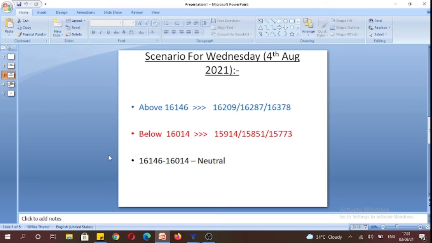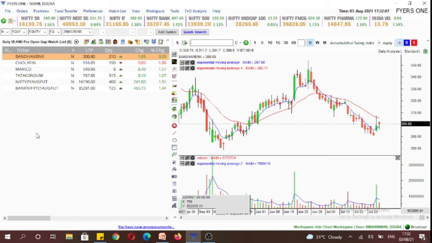So for conservative traders, one should look for only buying positions in this environment. That is, we should look for only buying opportunities above 16,146 levels, and we should refrain from making any trades in between 16,146 to 16,014 levels on the index.